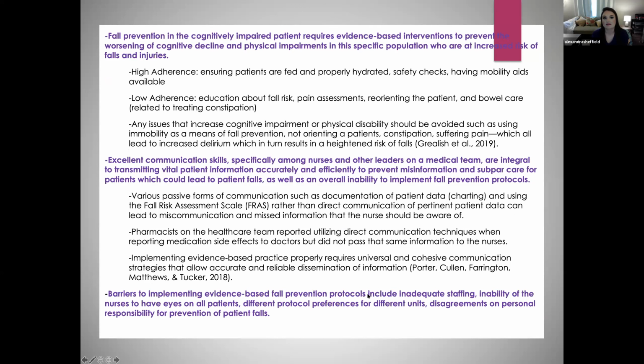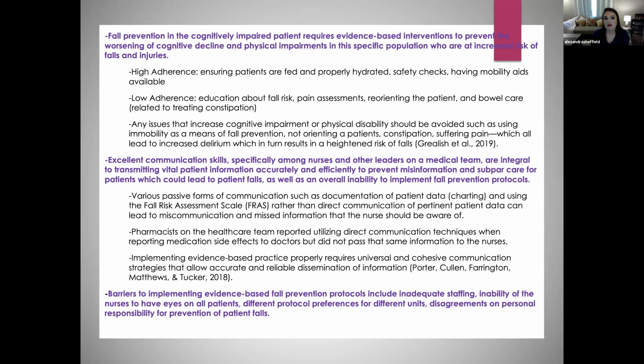Fall prevention in the cognitively impaired patients requires evidence-based interventions to prevent the worsening of cognitive decline and physical impairments in the specific population who are at increased risk of falls and injuries. So there were certain activities that nurses were engaged in that had high adherence rates and low adherence rates. And these are evidence-based interventions that should be done to prevent falls in the cognitively impaired population. In terms of high adherence, they ensured that patients were fed and properly hydrated, that they did safety checks in the rooms, and that they had mobility aids available to the patients.